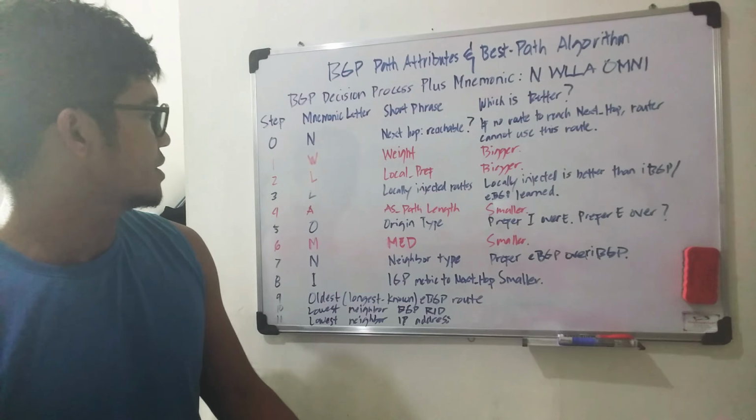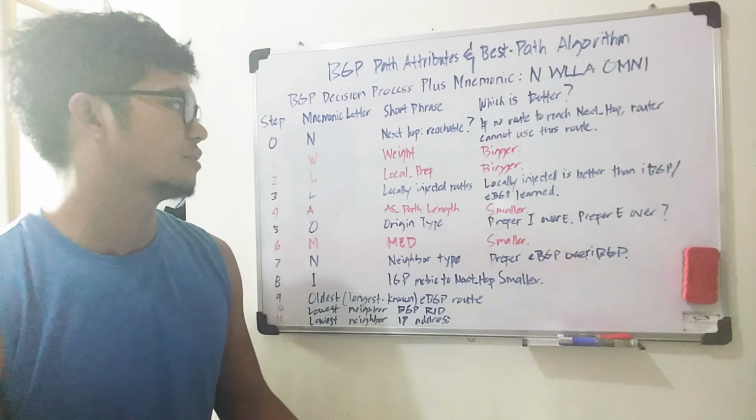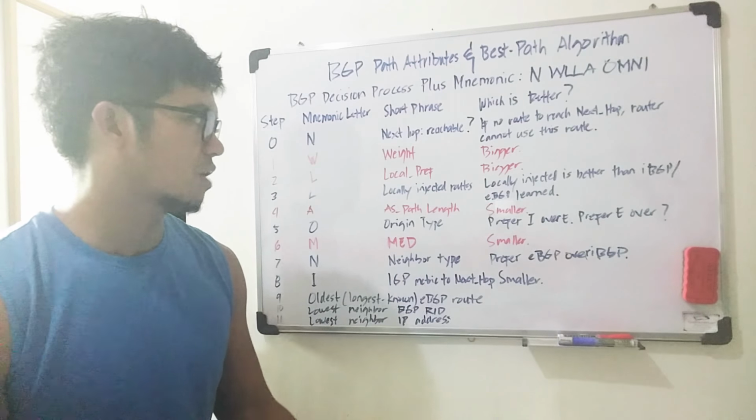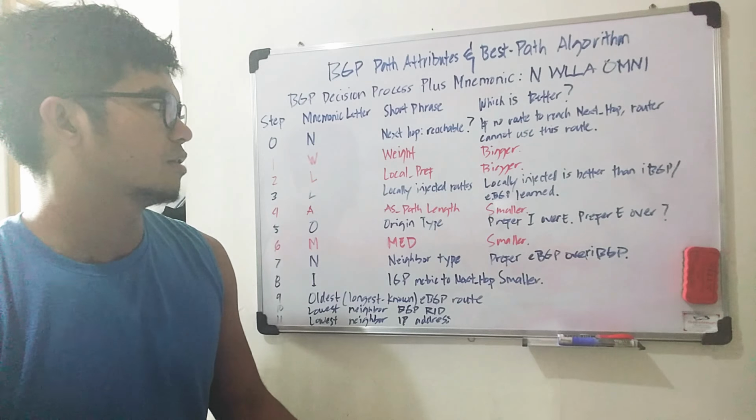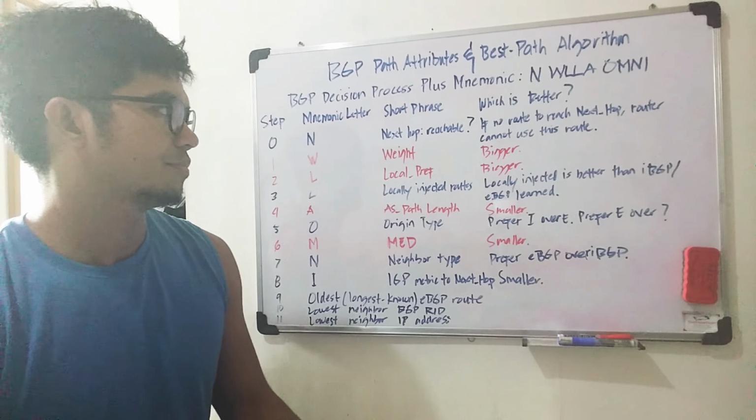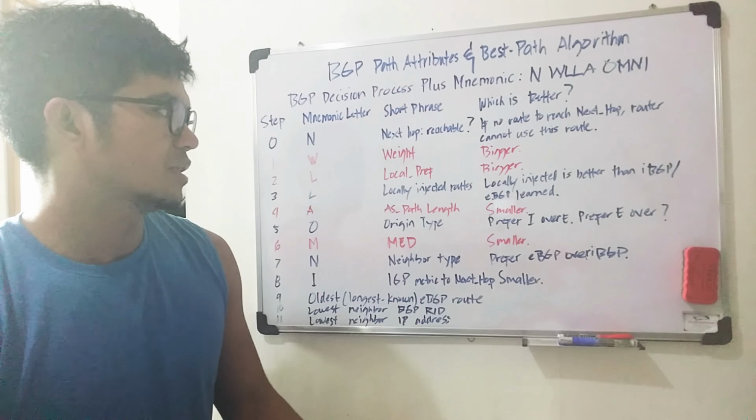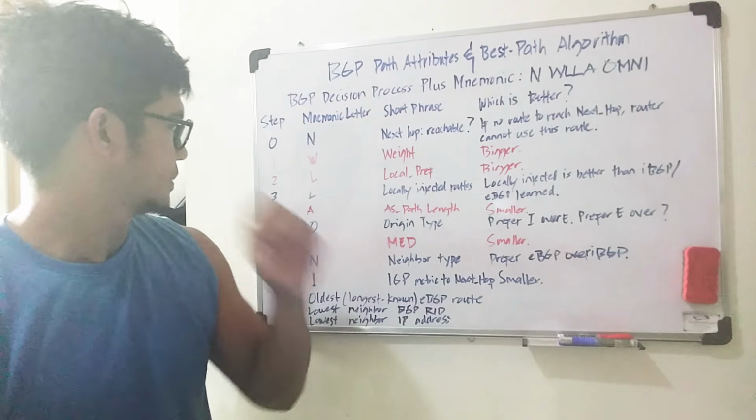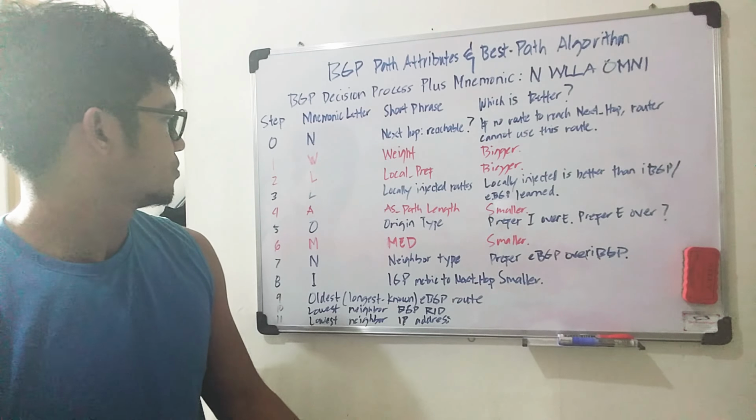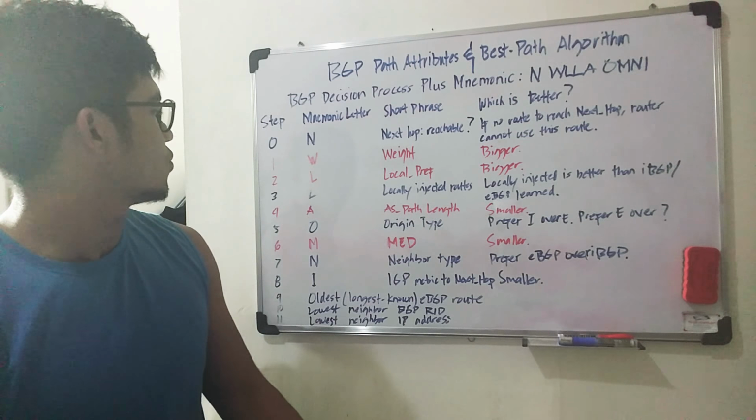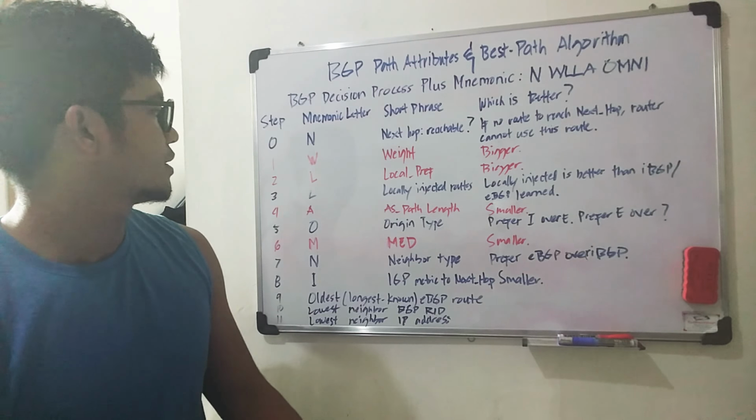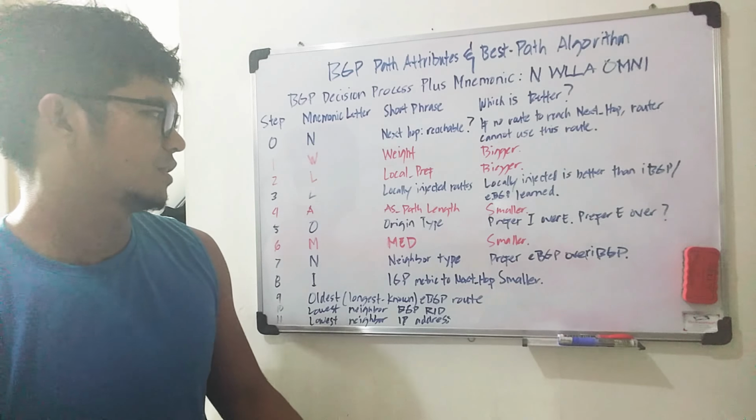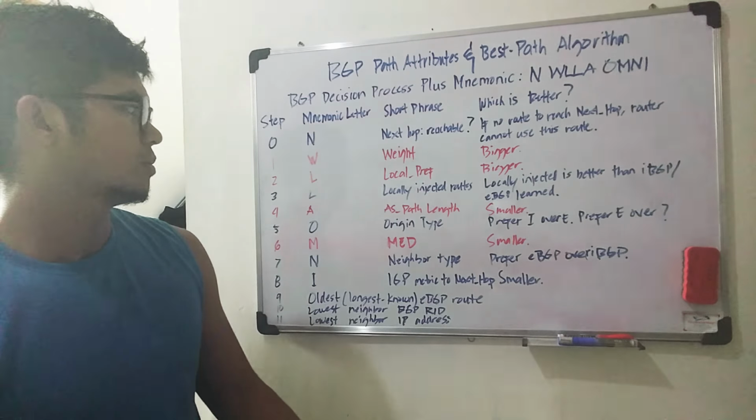And step 3 is locally injected routes. BGP is gonna select the routes that are locally injected. iBGP is better than eBGP learned routes. And step 4 is AS path length. Shorter or smaller is better.